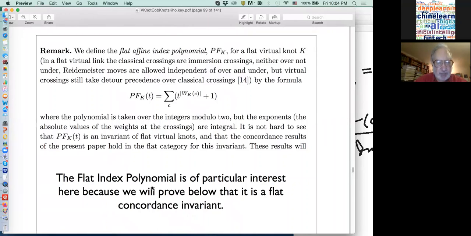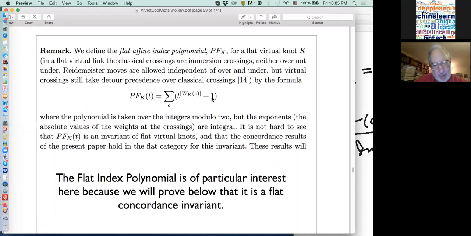It is interesting to do this, however. This is for flat diagrams, diagrams that have not over nor under for the crossings, the classical crossings. They still are not allowed to detour over the virtual crossings. So we have the flat crossings and the flat index polynomial, and it's defined in the following way. I take the absolute value of the weight, but it's still integral. And then I get a polynomial, and I regard its coefficients modulo 2.